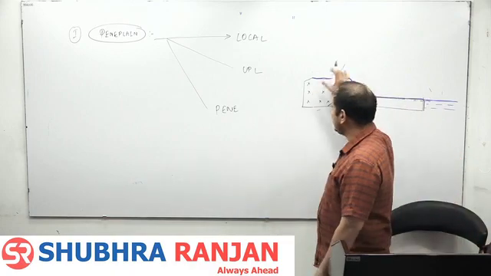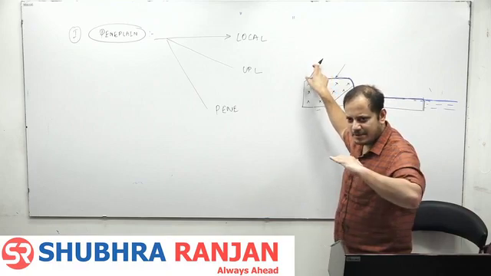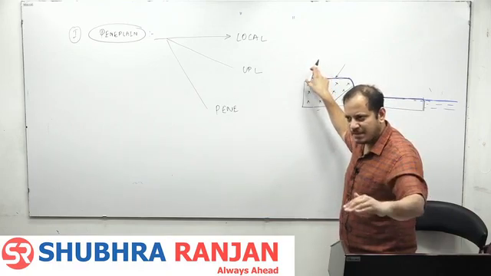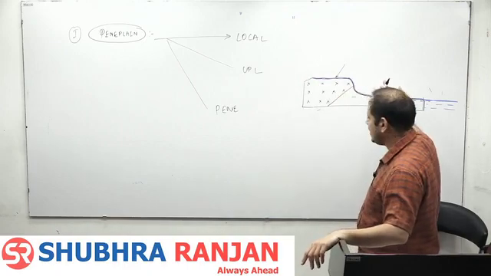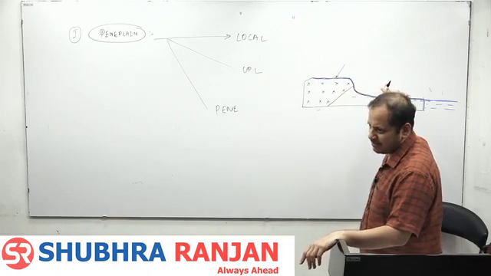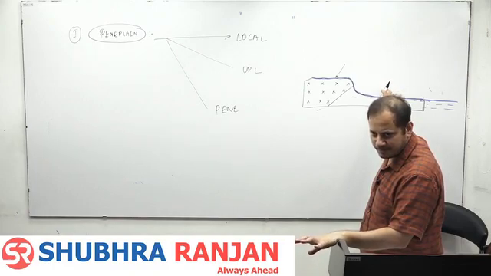So, we will call this a local peneplain. Peneplain means base. What is the base? It depends upon the structure. This we will call a universal peneplain because it is near the sea level. That is the base level. Fine?